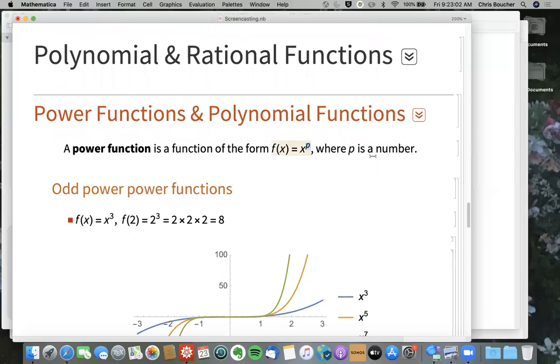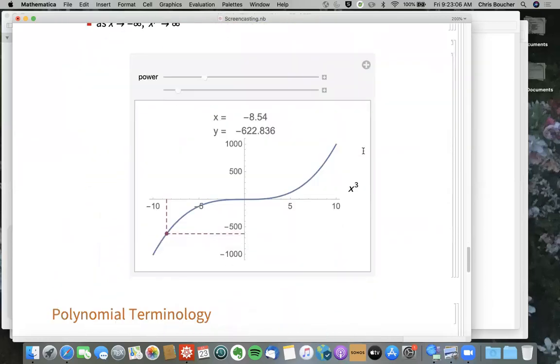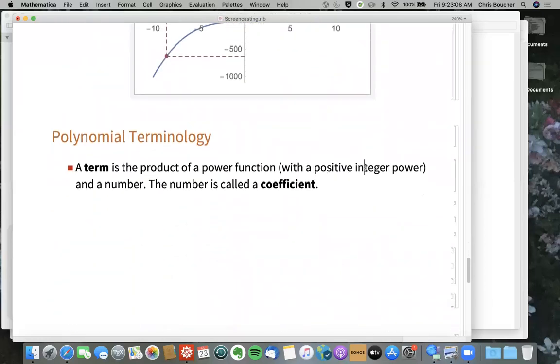pi or 4.2 or something like that, and those are all legitimate power functions. But for polynomials, we're going to restrict ourselves to positive integers, so that means counting numbers like 1, 2, 3, 4, no fractions or decimals or pi or anything like that. So here are some terms. Here's an example of a term.